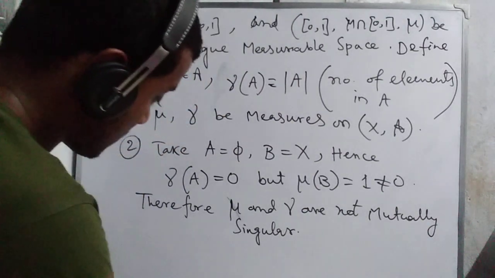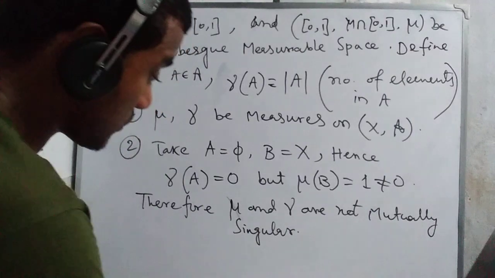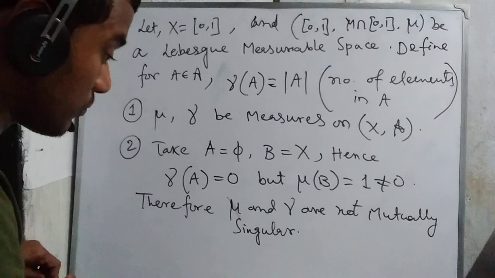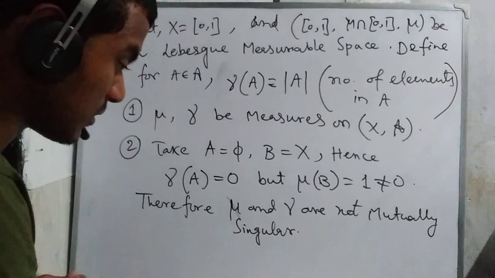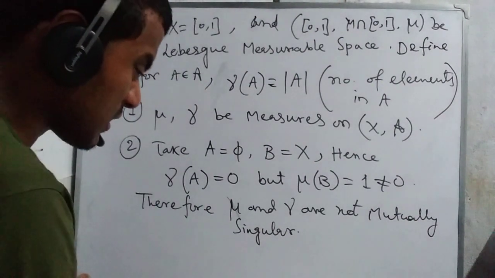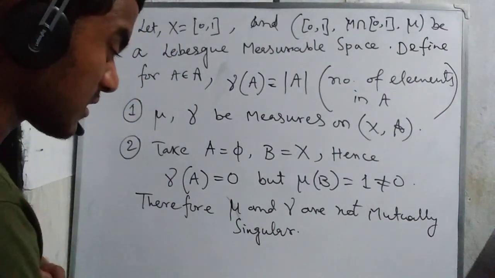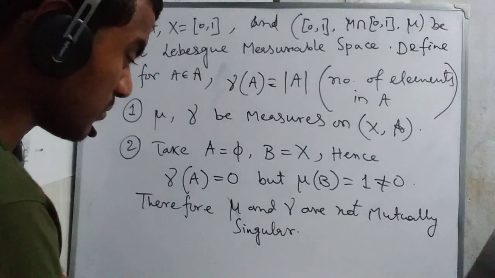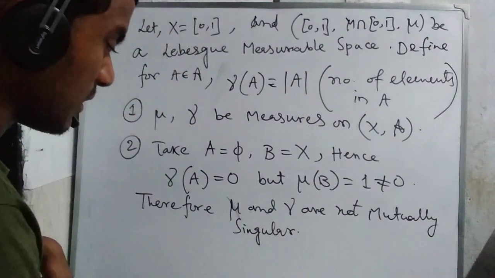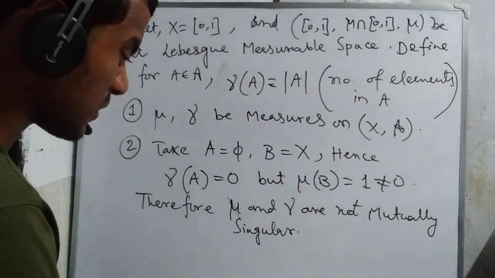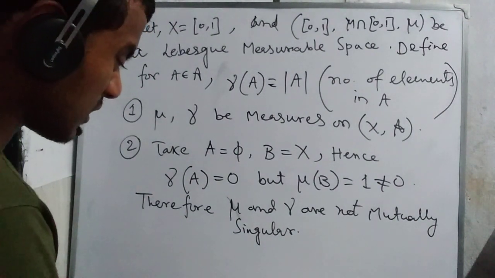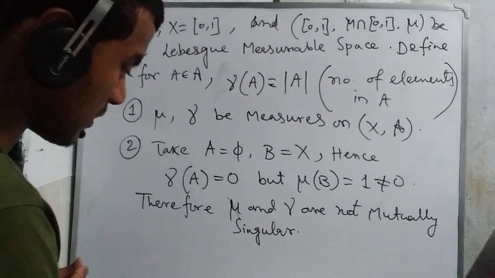Then we also discuss mutually singular measures. Two measures are mutually singular if there exist two measurable sets such that X equals A union B, A intersection B equal to phi, and mu 1 of A equal to 0 and mu 2 of B equal to 0. Then mu 1 and mu 2 are mutually singular if there exists a measurable set E such that mu 1 of E equal to 0 and mu 2 of X difference E equal to 0. Then mu plus and mu minus are mutually singular measures. If mu 1 and mu 2 are mutually singular, then mu 1 and mu 2 are perpendicular.